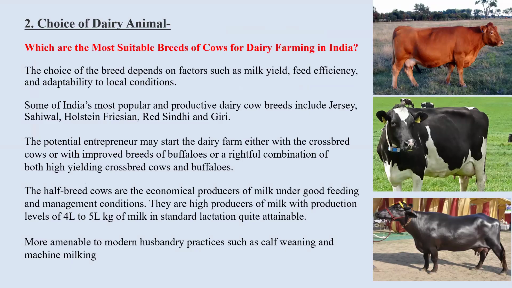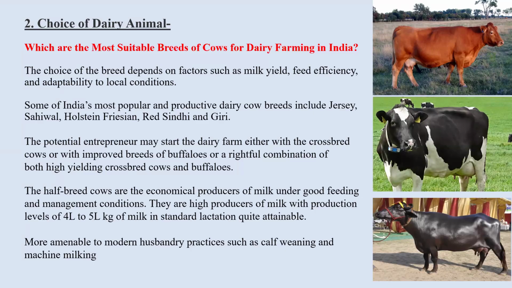The next point in setting up a dairy unit is the choice of dairy animal. The choice of dairy animal mainly depends on the breeds. The factors influencing the breed are mainly milk yield. The animal should give a higher milk yield, and then feed efficiency. Feed efficiency is nothing but the body weight gain per unit of feed consumed, and also the adaptability to the local conditions. Normally, indigenous cows will adapt better than crossbred or exotic breeds.